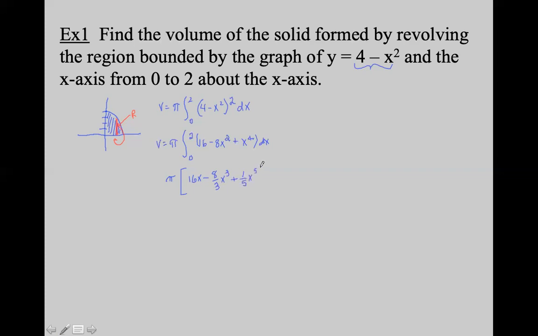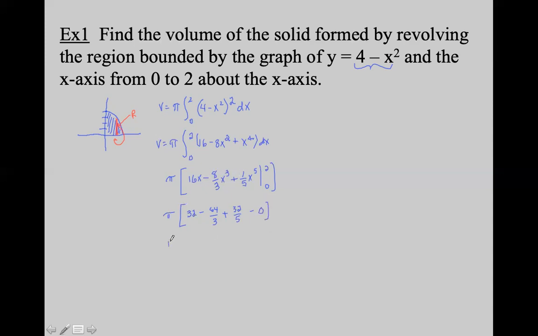And we are evaluating from 0 to 2. So I'm going to plug a 2 in everywhere and then my 0. So plugging in 2, I have 16 times 2 is 32, minus 2 cubed is 8 times 8 is 64/3, plus 2 to the 5th is 32 fifths. And when we plug in 0, we're going to have minus 0, because if I evaluate all of these at 0, I'm just going to get a 0.